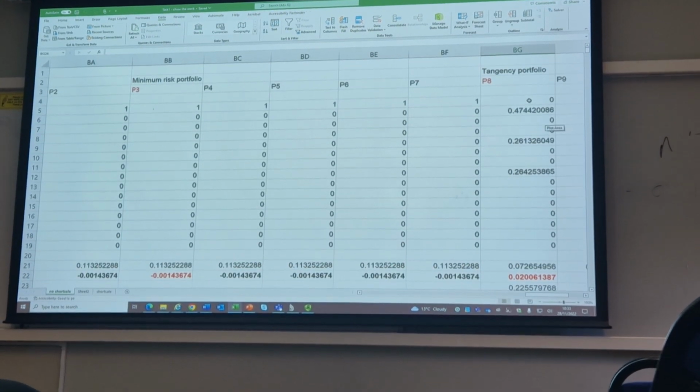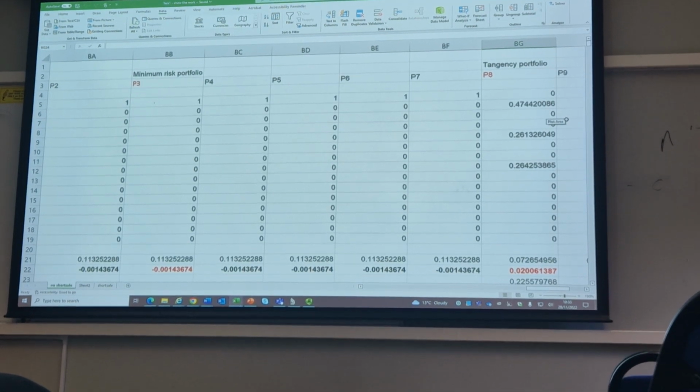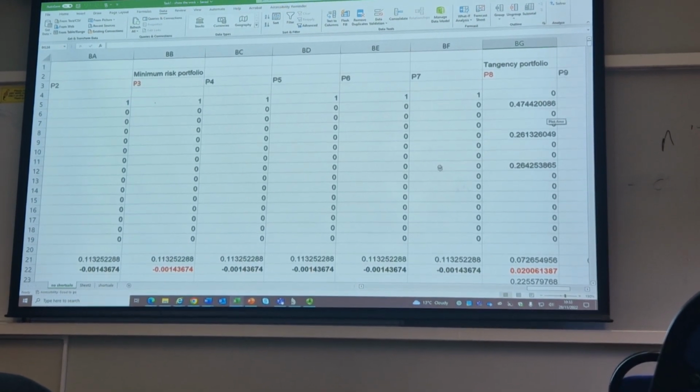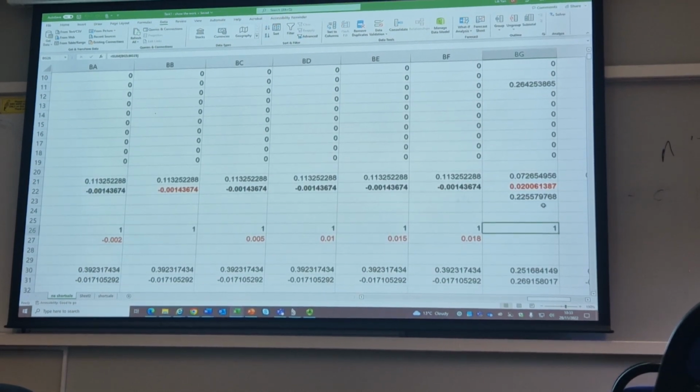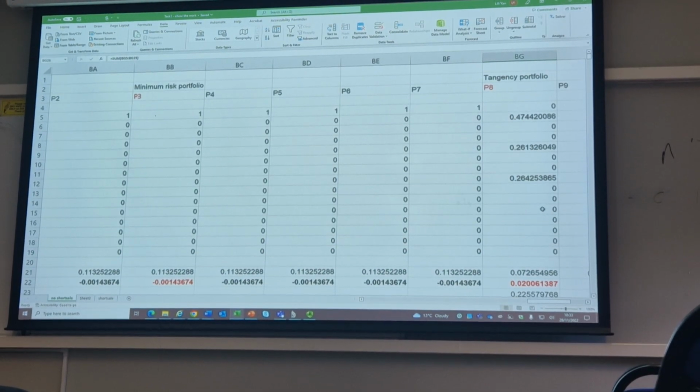Then we can see the weights of the assets change, and the Sharpe ratio changes as well. The sum of weights still equals 1. That is good. Are we clear?